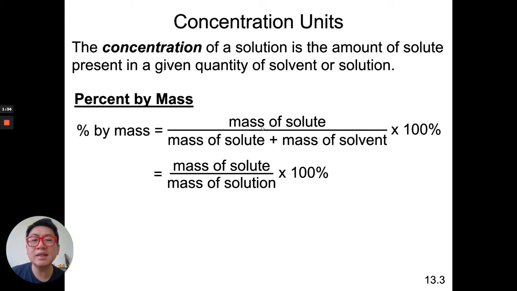Percent by mass, the mathematical definition is right here. Percent by mass is equal to the mass of the solute divided by the mass of solute and the mass of solvent, times 100, because we're talking about percents here. The mass of solute plus solvent is the mass of solution total. So it is mass of solute divided by mass of solution times 100. Let me just do an example of that.